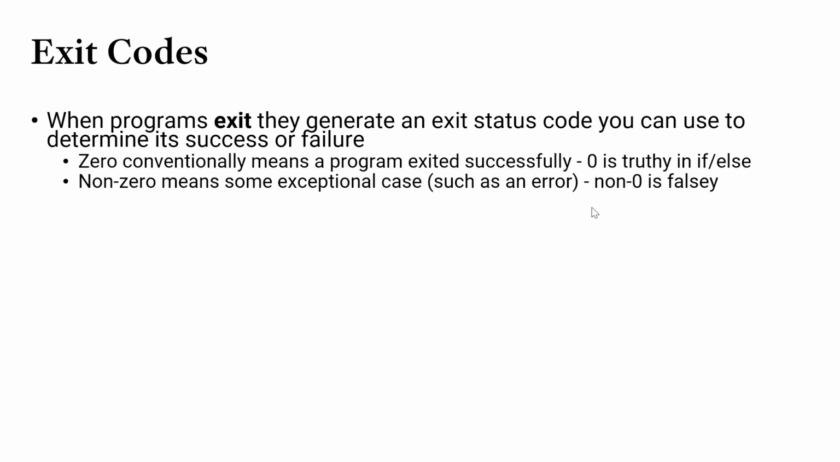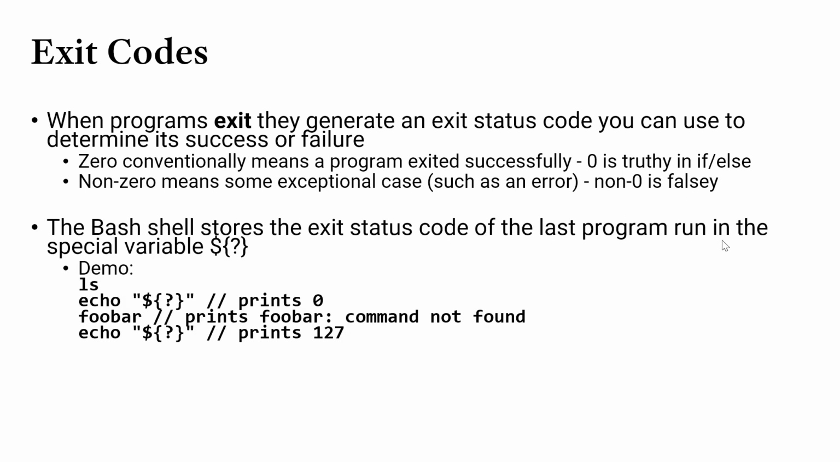So whenever any program exits, it generates what's called an exit status code that you can use to know whether or not that program succeeded or failed. Traditionally, if a program succeeds and it exits normally, it's going to have an exit code of 0. So in a convention somewhat unique to Bash and very different from most languages, 0 is going to be our truthy value in an if-else statement. Non-zero exit codes mean that some exceptional case occurred in the command that we ran, and that means that we should treat it as if there was an error. So what happens is bash is going to store the exit status code in a special variable that we can access via the question mark.